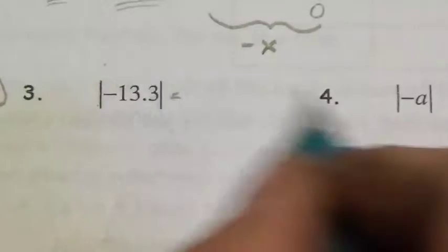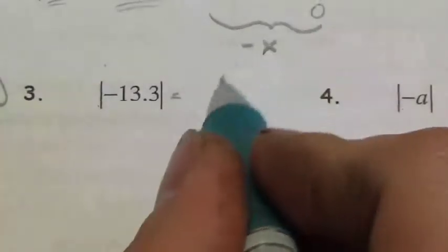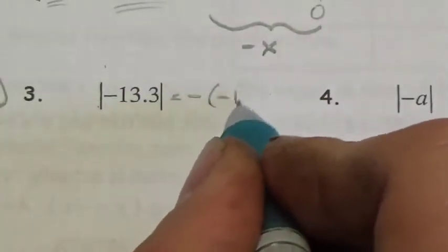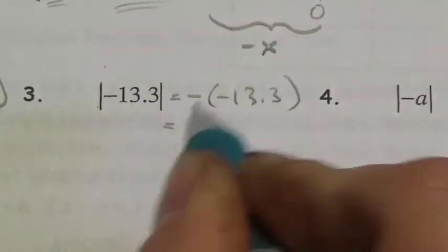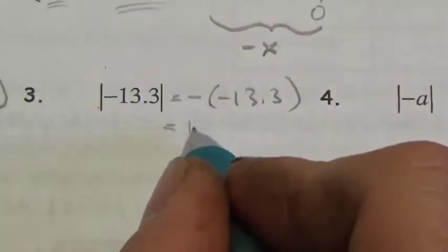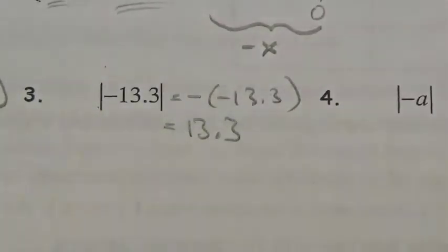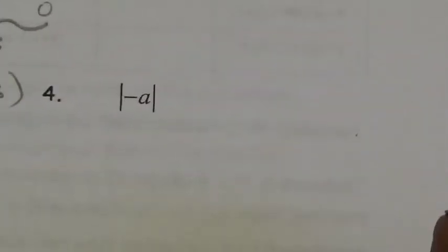Absolute value of negative 13.3. I recognize that what's in between the two absolute values is negative, so I'm going to put a negative in front of that, and the negatives are going to cancel. It's going to make this positive, so 13.3. Then we throw this one into the mix. Now, this one is honestly meant to be a little trickier, because right now I've got a negative in front of an A here, but I don't know if A is positive or if A is negative. I don't know. Now watch this.